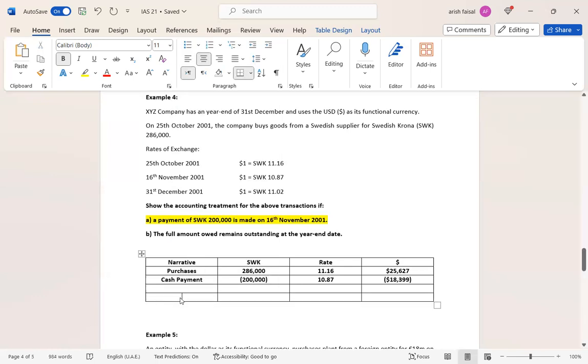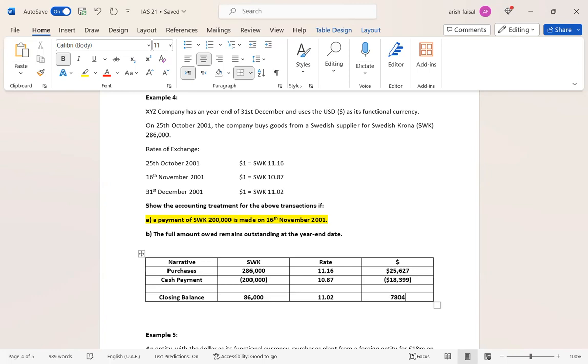And what I'm going to do is that this now becomes your closing balance of the liability, which is 86,000. So this is the amount which is unsettled, and I have to bring it to its closing rate. Okay, I have to retranslate it to its closing rate, which is 11.02. So 86,000 divided by 11.02. So that turns out to be 7,804.